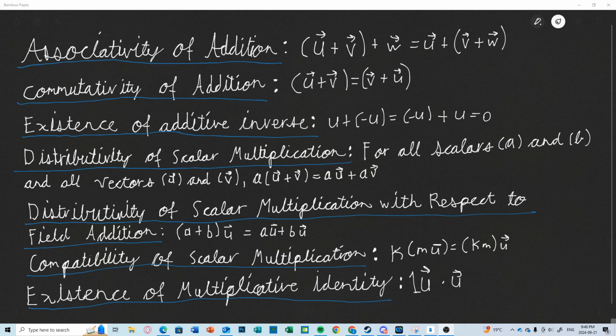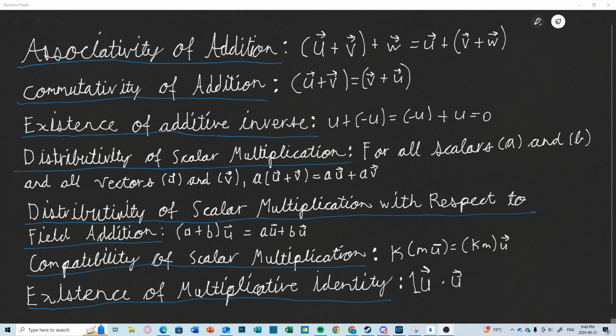Next is the existence of the additive inverse, which means if you have a vector u, there should be another vector in the same vector space that is negative u, such that if you add them together, you'll get the zero vector, which is just all zeros. Next up is the distributivity of scalar multiplication, which means for all scalars a and b, which again are just two random numbers, and all vectors u and v, it is stated that a multiplied by your two vectors added together, a(u + v), will give you your scalar multiplied by your first vector plus your scalar multiplied by your second vector.